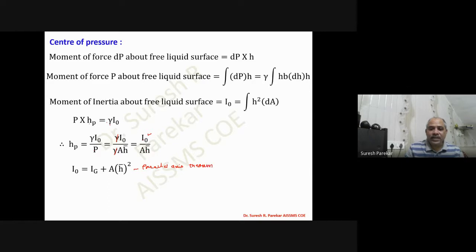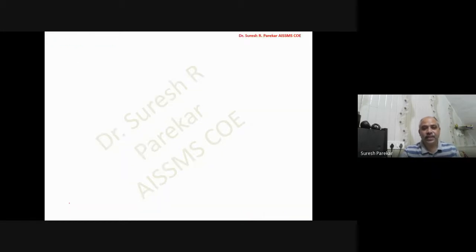So we will put this as IG plus A h bar square, and if we put this, then IG plus A h bar square upon A h bar. If we take separately, then A h bar gets cancelled, remains h bar plus IG upon A h bar, and this gives me the value of hp when we have a vertical surface.